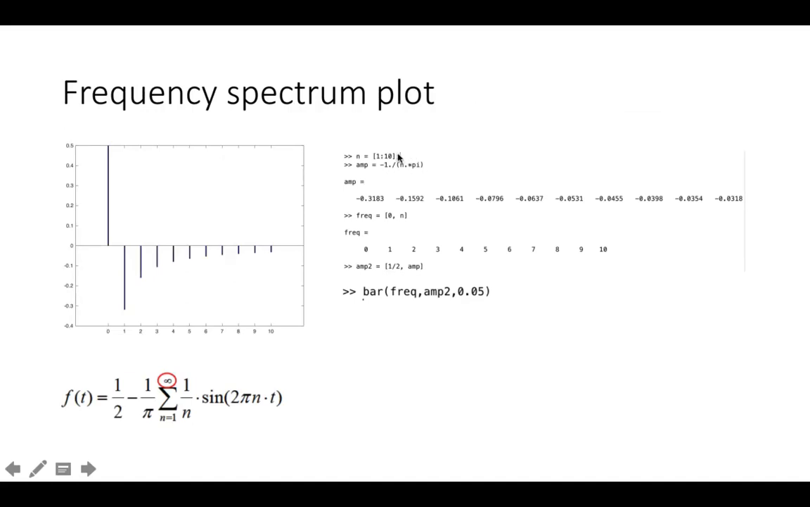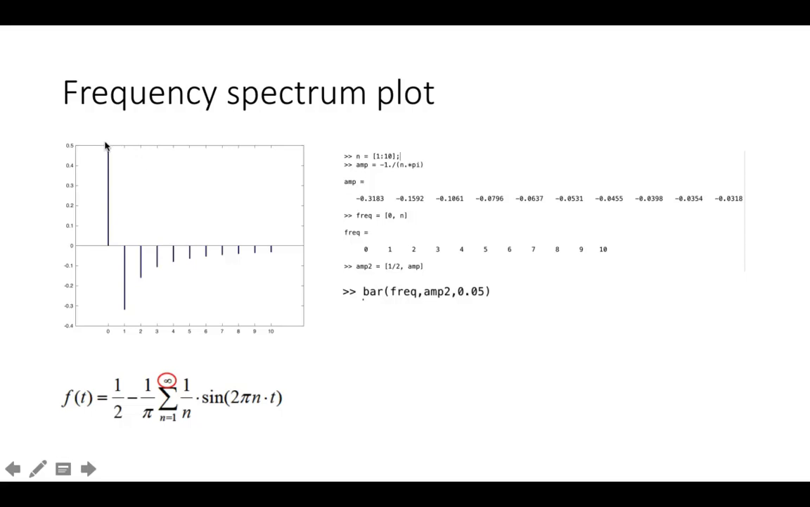So here's where I took n as 1 through 10, and the amplitude only is minus 1 over n pi. I calculated the amplitude for 10 terms, and then I set up a new array called frequency that consisted first of 0, so that I got the DC term, and then of all the terms that followed in the matrix that went from 1 to 10. So here I'm going from 0 to 10. And then I added the 1/2 term right here. I added that to the amplitude terms, and then I plotted the bar plot.